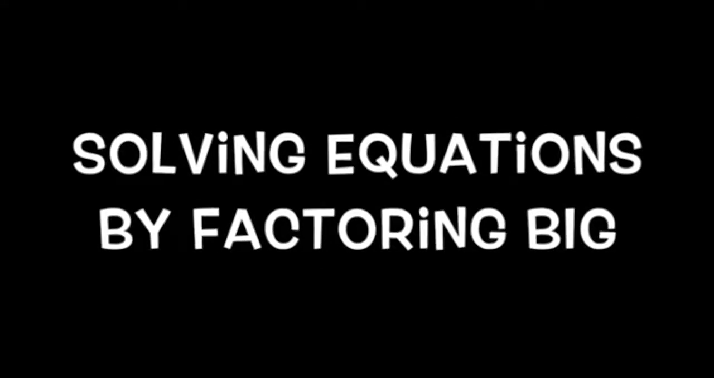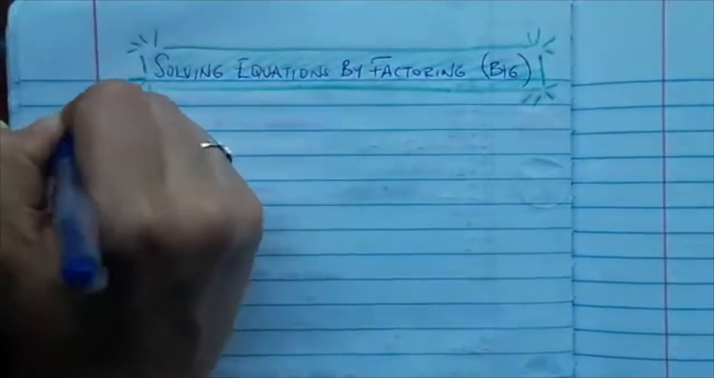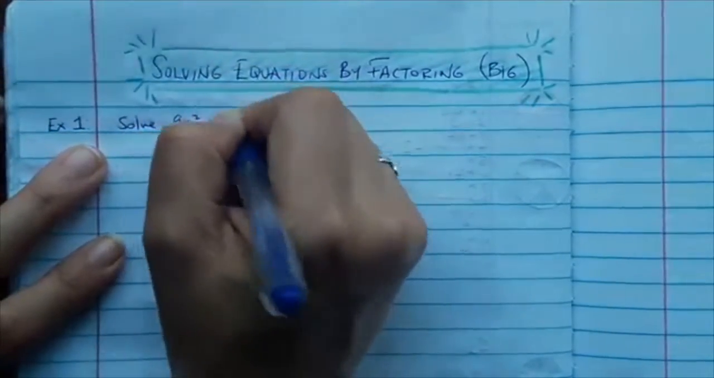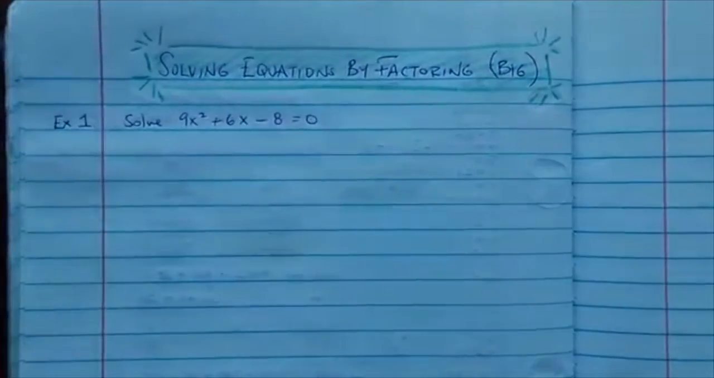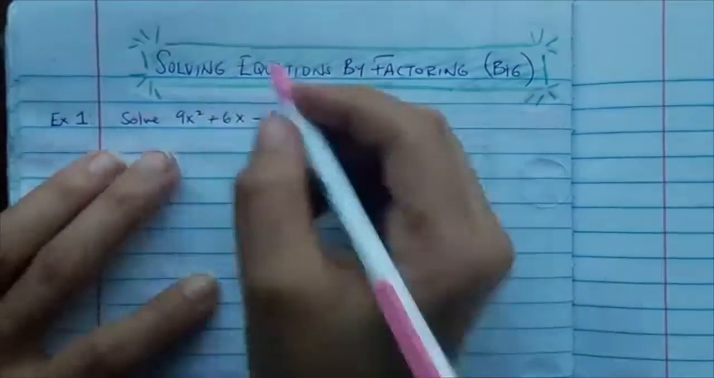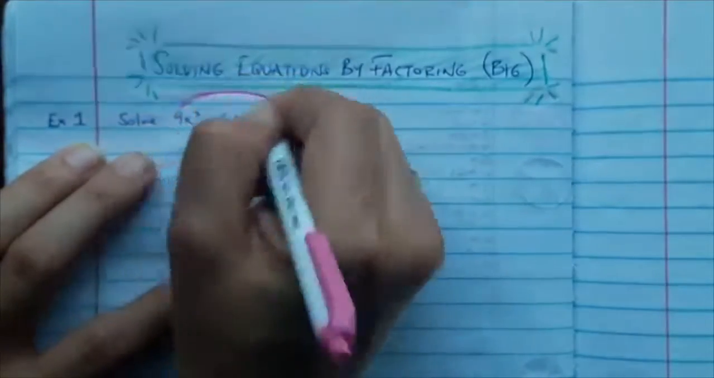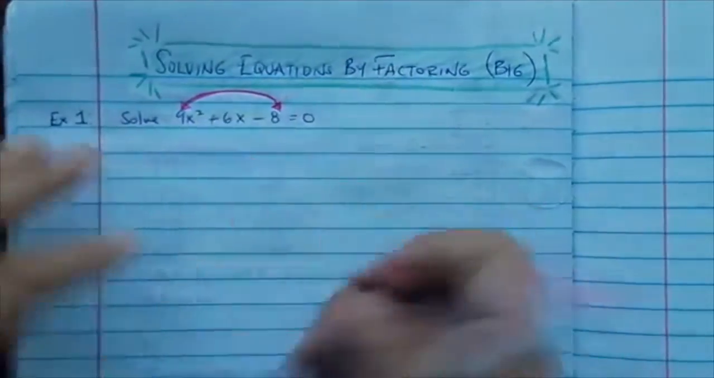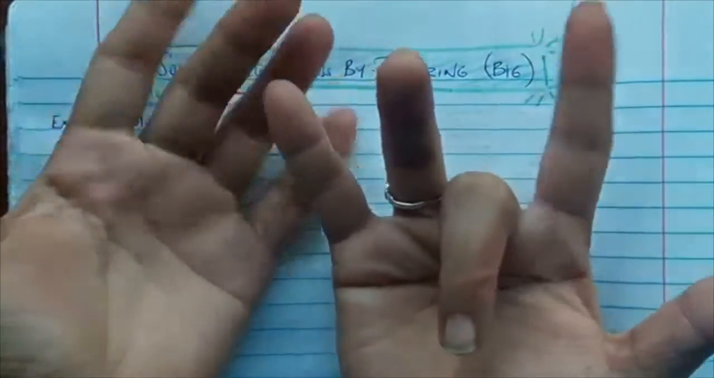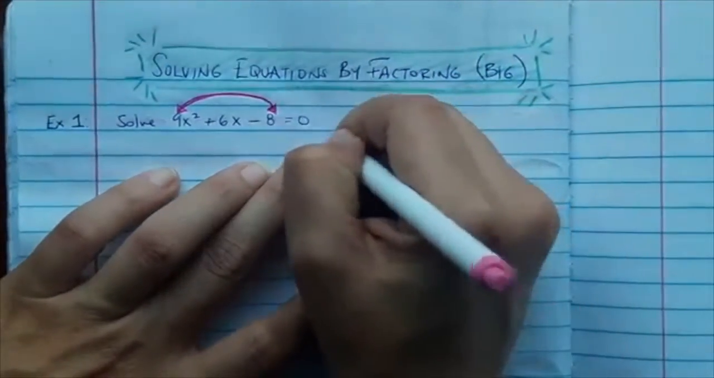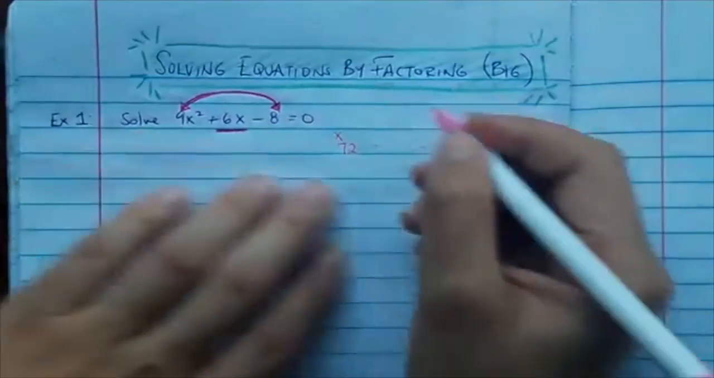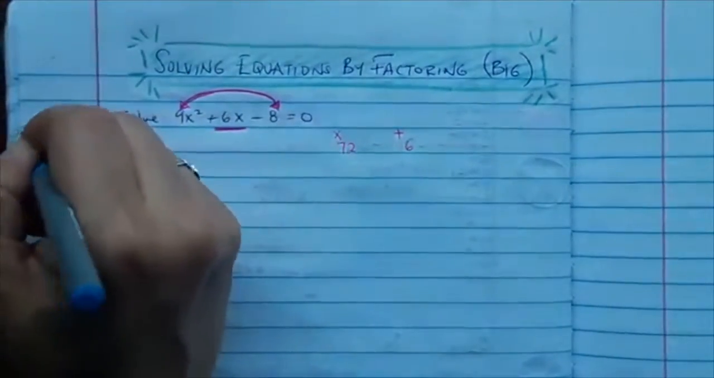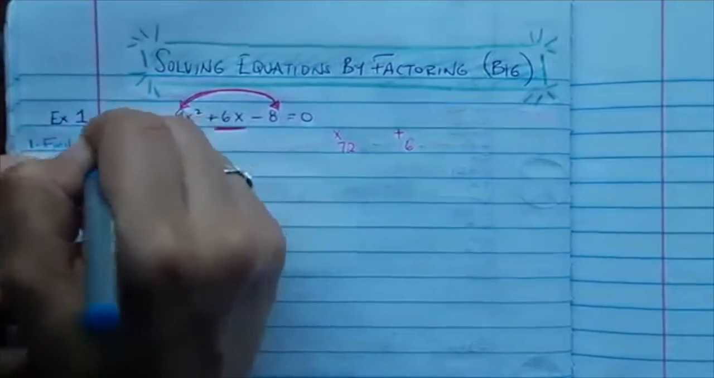Let's take a look at solving equations by factoring. Big numbers, of course. So let's take a look at an example. Let's say we had 9x squared plus 6x minus 8 equals 0. All right, so you need two numbers that multiply to whatever the first and the last term multiplied together are. So 9 times negative 8 is negative 72. So two numbers that multiply to negative 72 and add to the middle, which is positive 6. I don't know why I didn't put the negative. I'll put it in later.